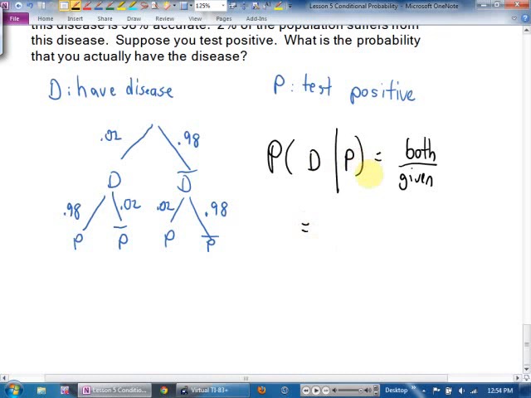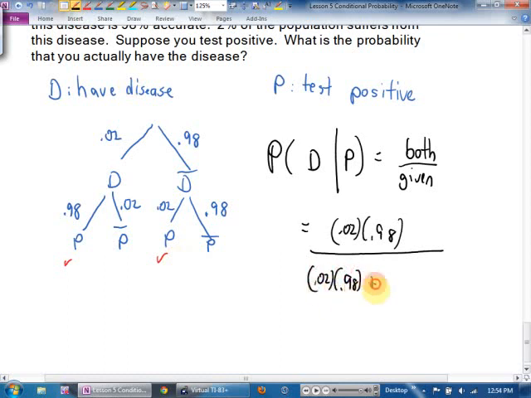0.02 times 0.98. That's both. Over. Dan, what's the given here? Letter P, which stands for? Okay, you know what? That's this branch or this branch. What does or mean? Add. So it's going to be 0.02 times 0.98 or 0.98 times 0.02. How many numbers do I have in the denominator? Put the bottom in brackets and get out your calculators.